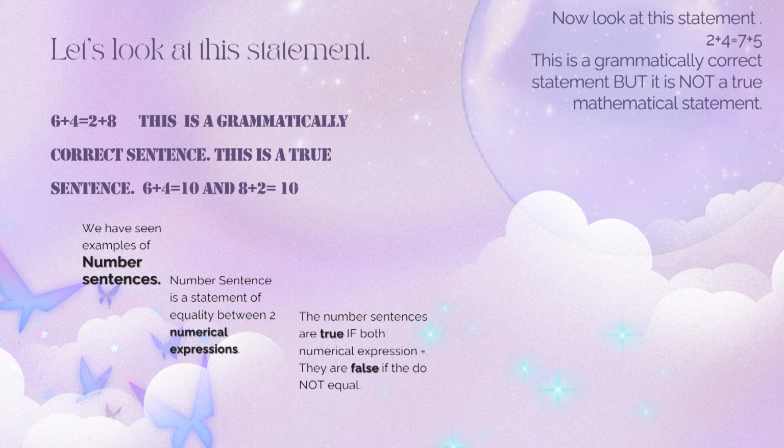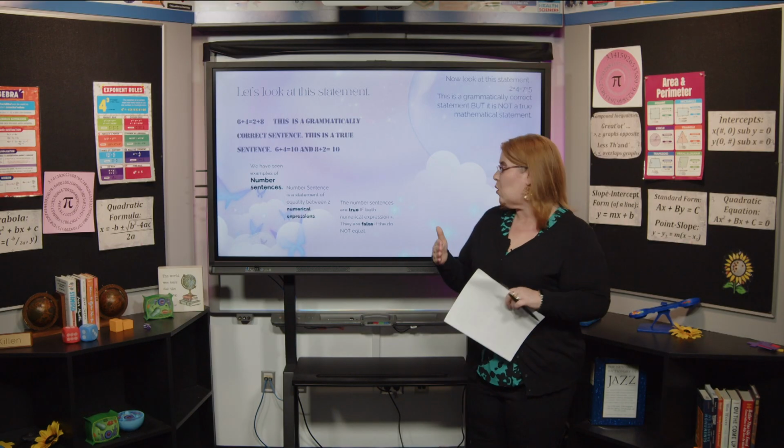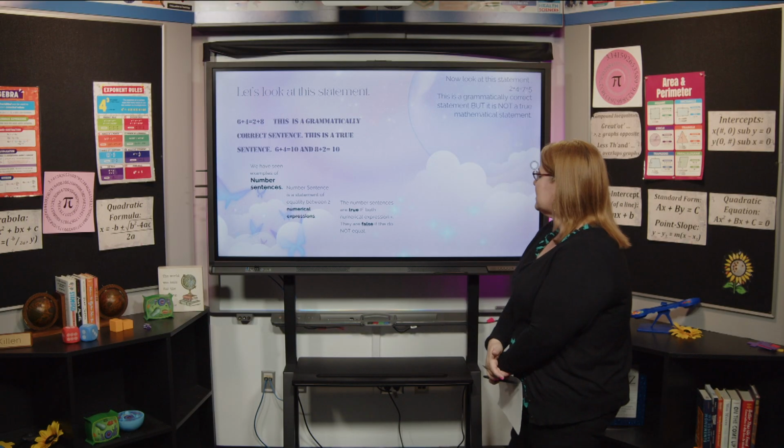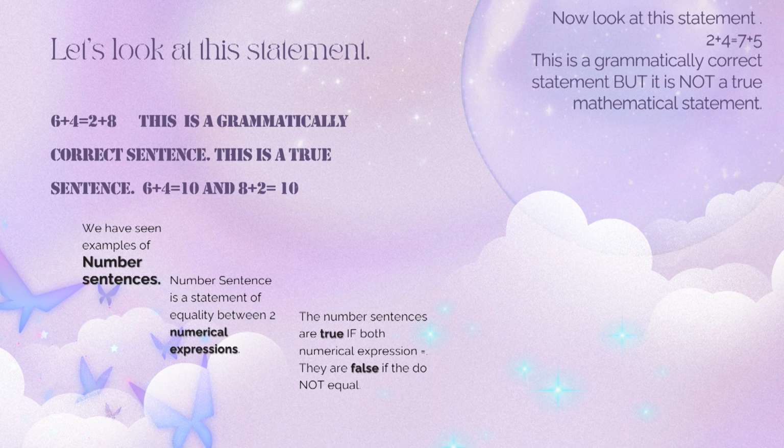We have seen examples of number sentences. A number sentence is a statement of equality between two numerical expressions. So these are two very important vocabulary words that we want to put on those pages that we're using for our new vocabulary sheet. We want to make sure that we're getting these new vocabulary because we're going to see them throughout mathematics and through this Algebra 1 course. Number sentences are true if both numerical expressions are equal. They're false if they don't.